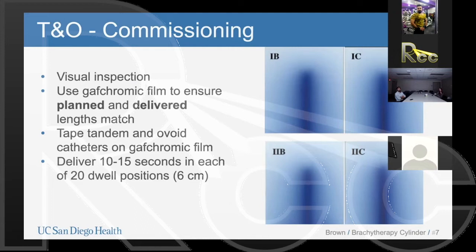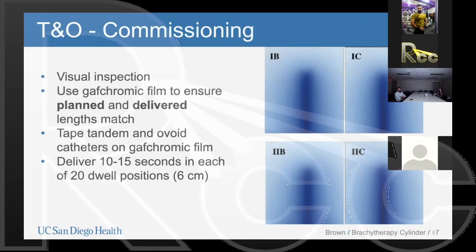We want to know that when we put in the treatment planning system, deliver X number of dwell positions at 150 centimeters length, we want to know that that actually reaches the spot on the tandem that we think it is. So if our total length is 150, then we want to know that that's the end of the tandem or the end of the ovoids.